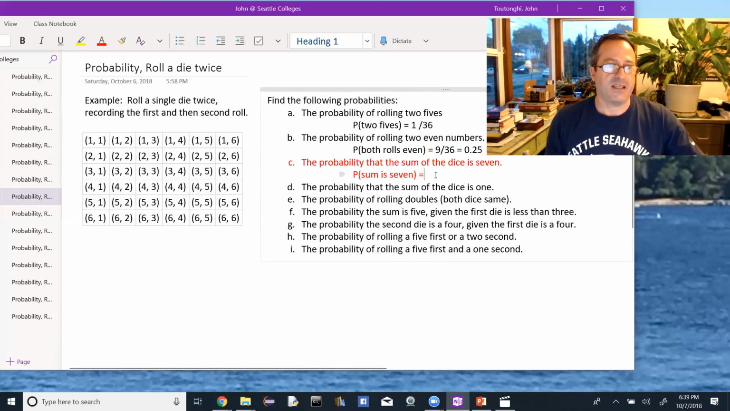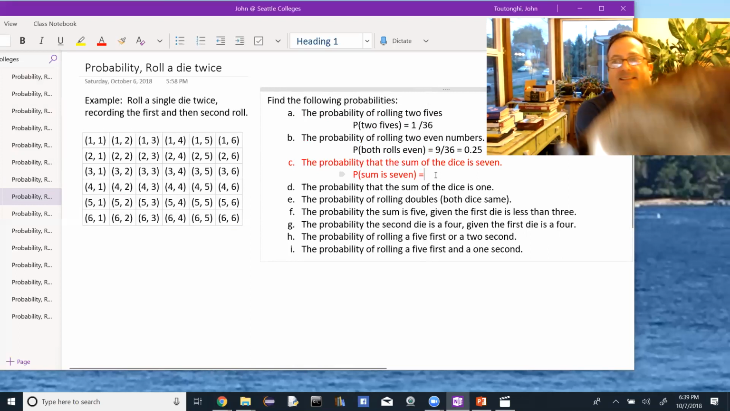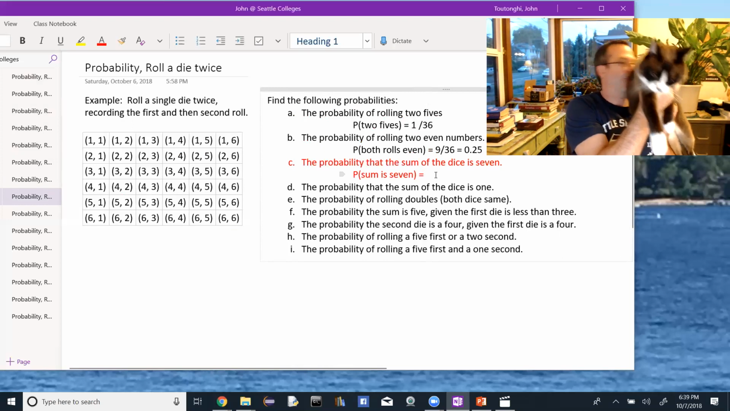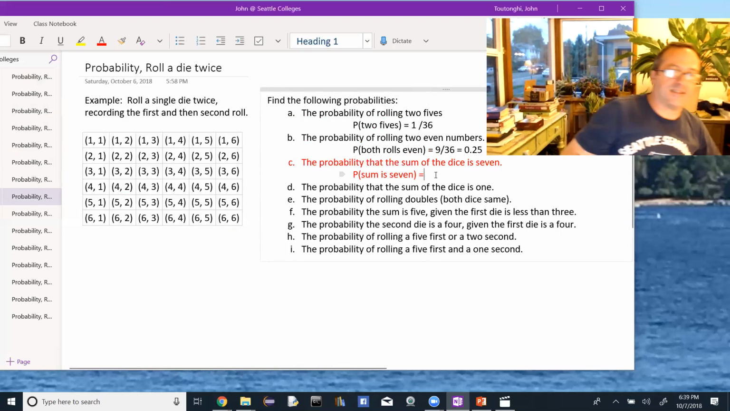So if you look at the sample space, my cat is trying to join us. Okay, here he is. This is Rio. Hi. Yeah, he's gonna go over there. Sorry about that.